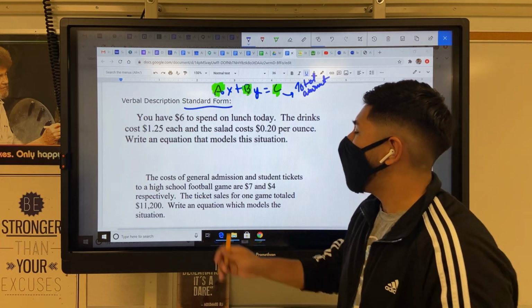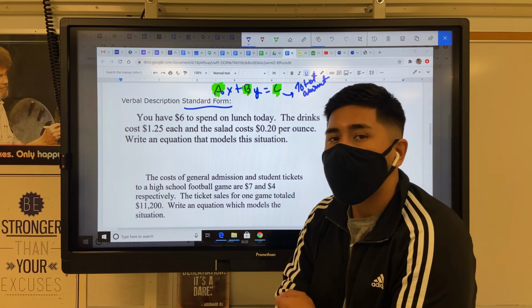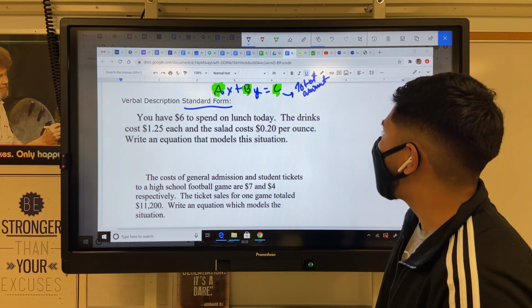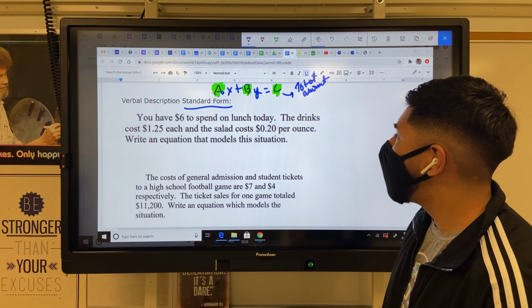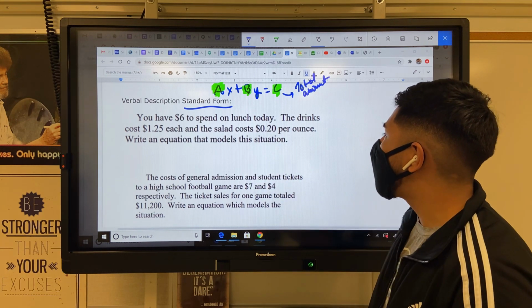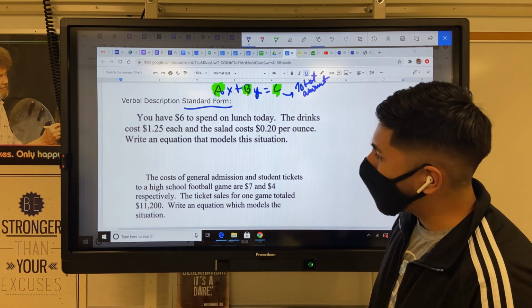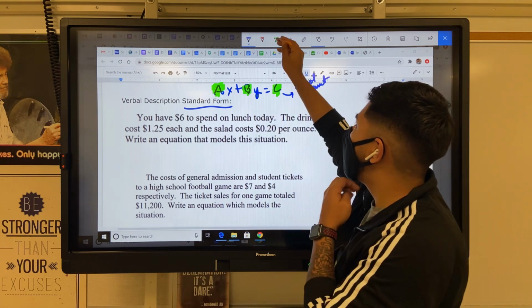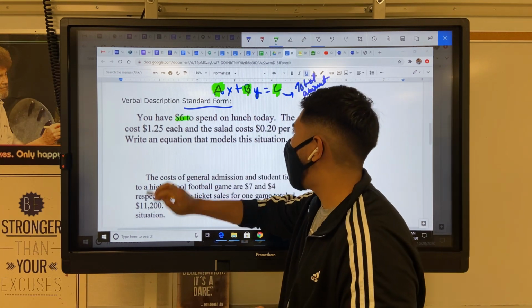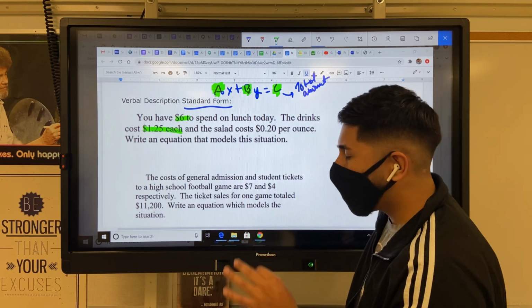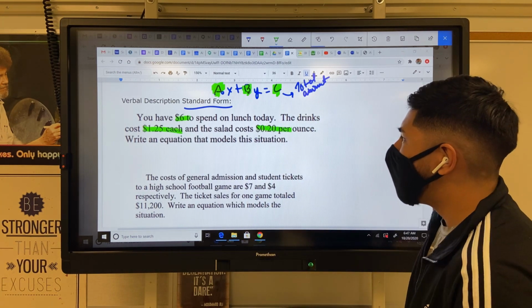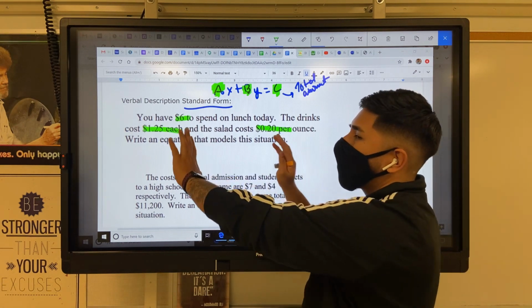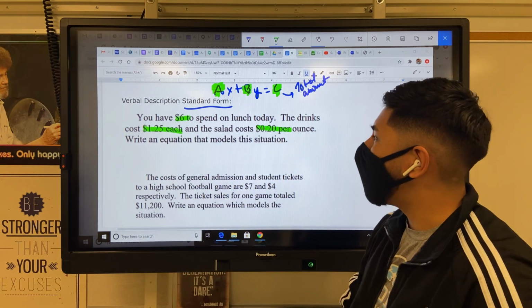Example, you have $6 to spend on lunch today. The drinks cost $1.25 each, and the salad costs 20 cents per ounce. Write an equation for the model. So we have $6, $1.25 each, and 20 cents per. Don't get confused because right here there's no slope because this is a different type of problem.